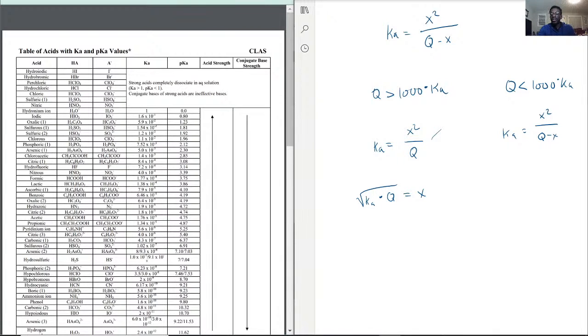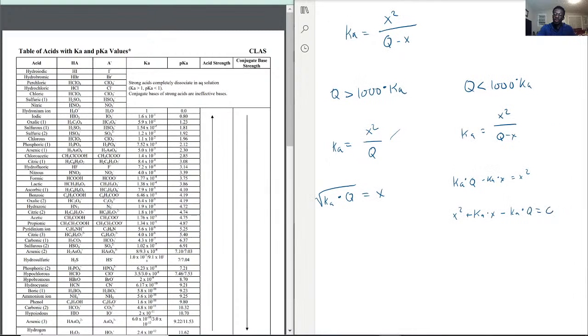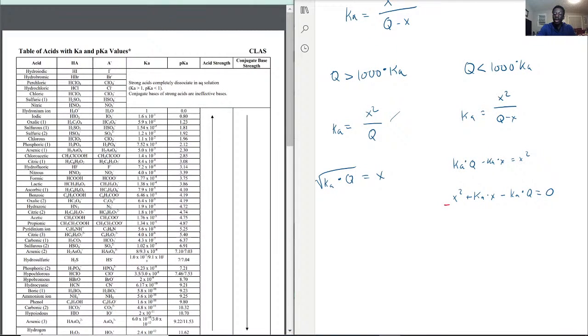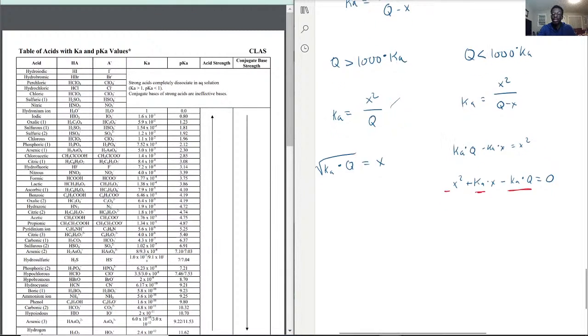If we had this one we have to deal with, unfortunately, you have to now multiply both sides again. So it'll be Ka times Q minus Ka times x is equal to x squared. You have to rearrange it to where you get x squared plus Ka times x minus Ka times Q is equal to 0. And then to the quadratic equation with 1 being your A, Ka being your B, and Ka times Q being your C.